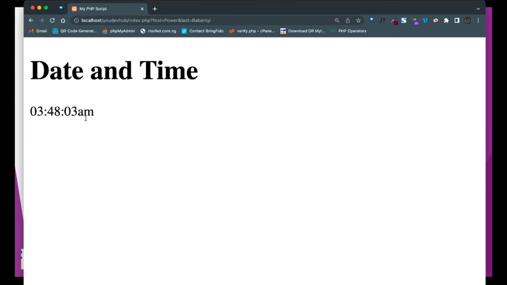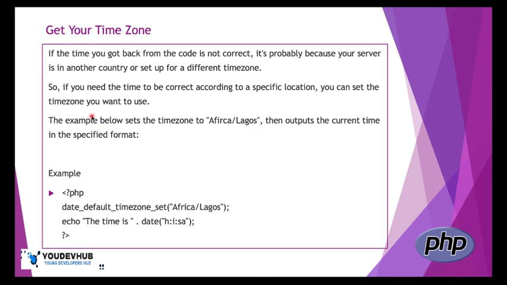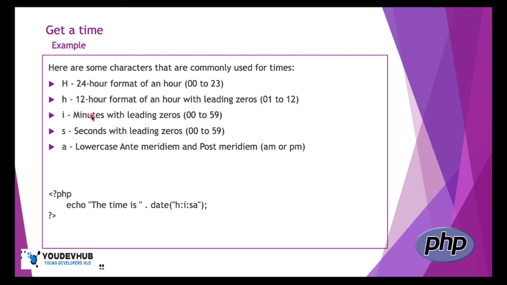Alright, so that is how you can set your time and check your time zone and get your time by getting the hours, the minutes, and the seconds. That is how you do that.